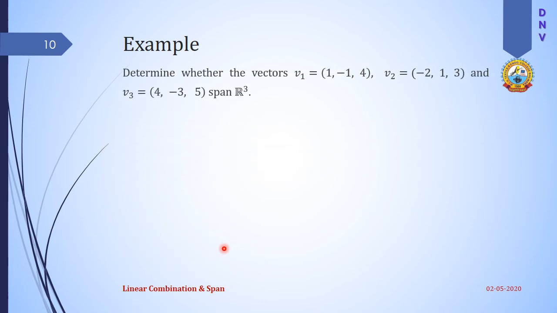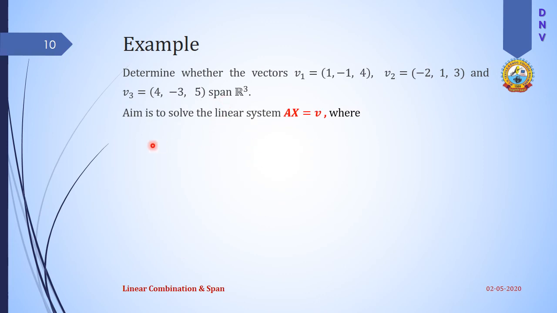Next we come to an example where we will show that the vectors which are given to us may or may not span R cube. So let us see what happens in this example. We have been given three vectors: v1 is 1, minus 1, 4; v2 is minus 2, 1, 3; and v3 is 4, minus 3, 5. Let us see whether these three vectors span R cube or not.